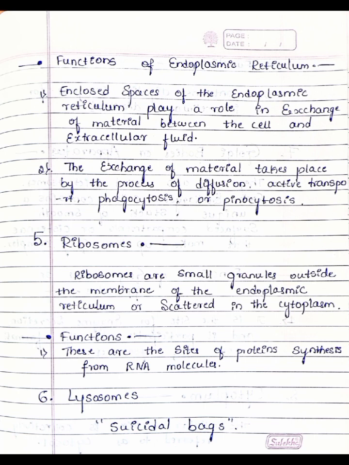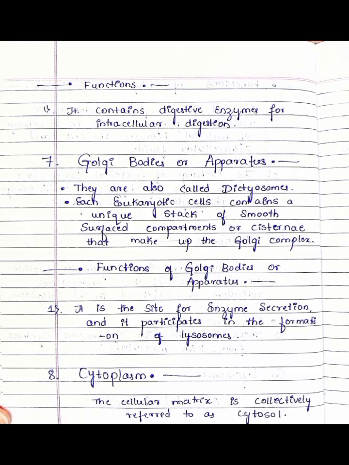Fifth, ribosomes. Ribosomes are small granules outside the membrane of the endoplasmic reticulum or are scattered in the cytoplasm. Functions: these are the site of protein synthesis from RNA molecules. Sixth, lysosomes. It means suicidal bags. Functions: it contains digestive enzymes for intracellular digestion.